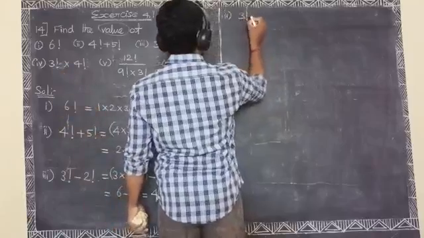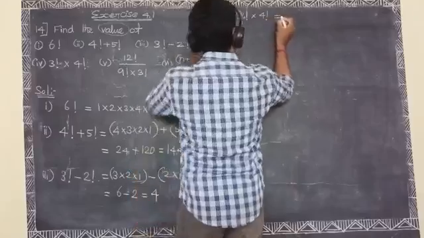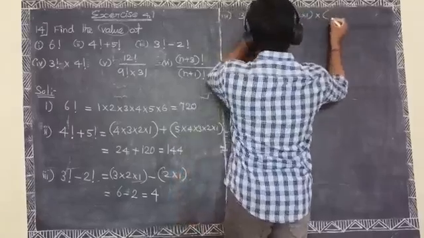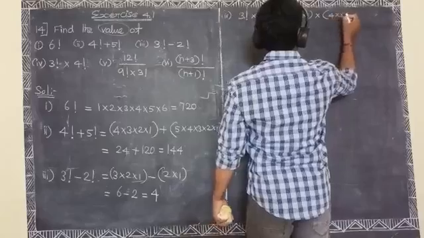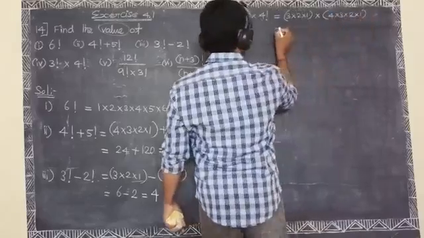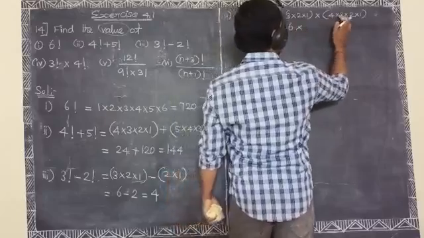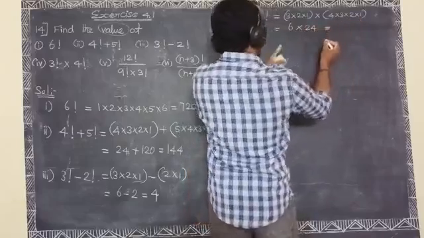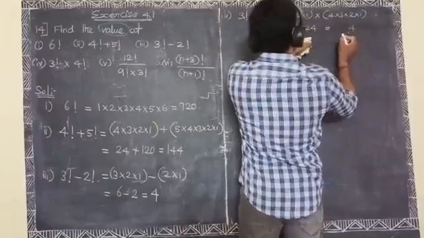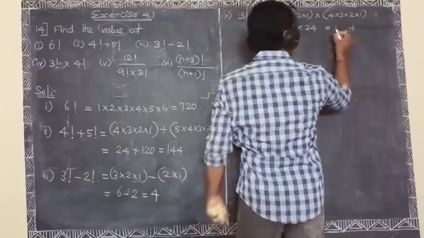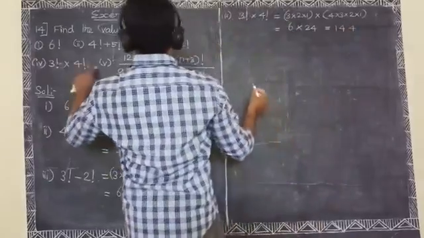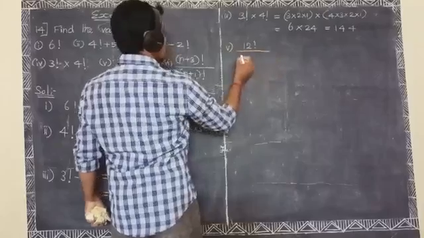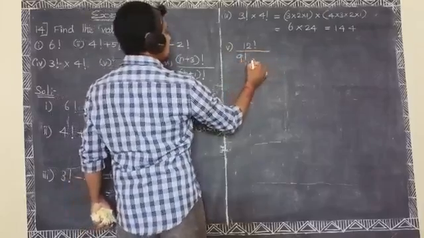Then the fourth subdivision, 3 factorial into 4 factorial. 3 factorial is 3 into 2 into 1, into 4 factorial means 4 into 3 into 2 into 1. 3 into 2, 6 into 4 into 3, 12, 12 into 2, 24, okay. 6 into 24, which is equal to 6 4s are 24, remaining 2, 6 into 2, 12, 12 plus 2, 14, okay, 144.